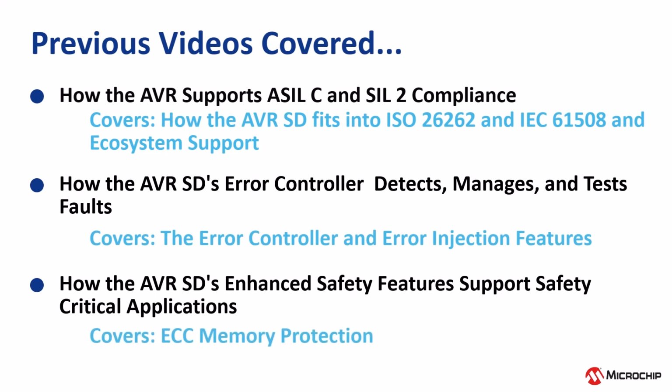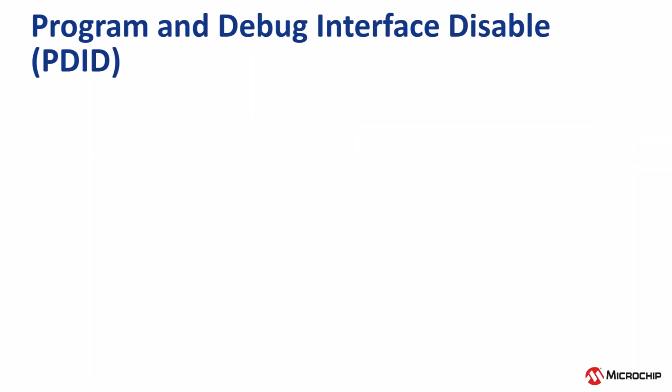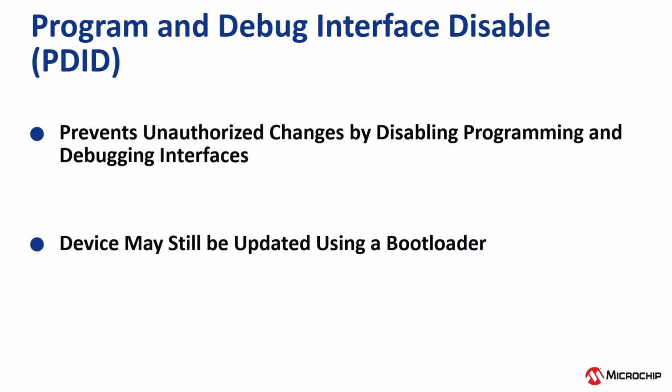These topics are all quite complicated, so instead of covering them again here, I encourage you to go back and watch the previous videos in this series if you haven't already, which leaves these remaining features. So let's cover each of these in brief. The Program and Debug Interface Disable, or PDID, prevents unauthorized changes to application code by disabling programming and debugging interfaces on finished devices. However, the device may still update using a bootloader.